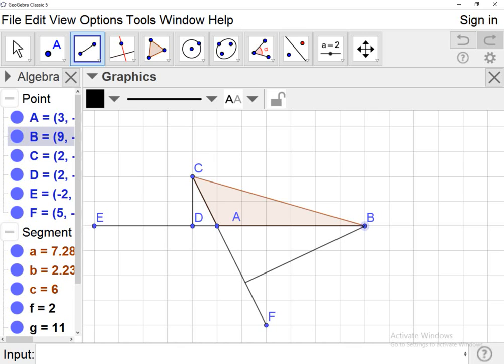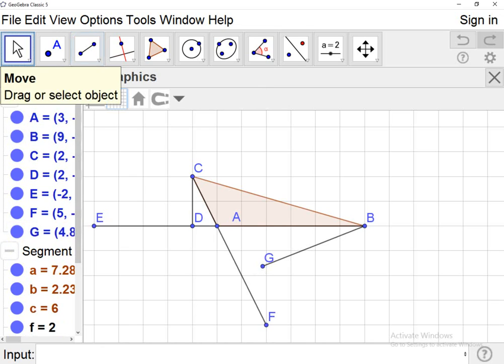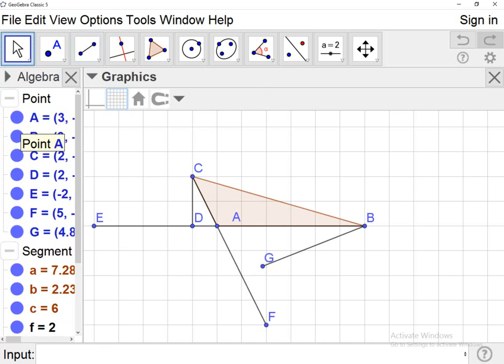Okay. Acute, the orthocenter is on the inside. Right, it's on the right angle. And obtuse, it's on the outside.